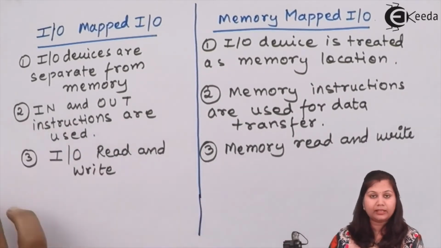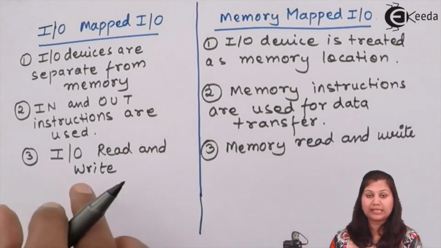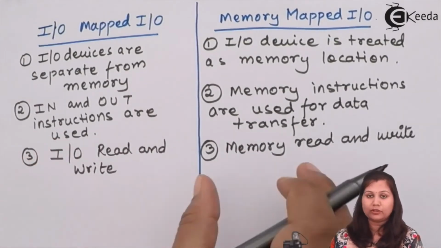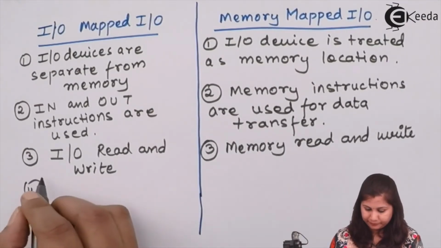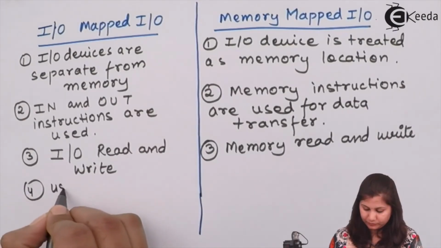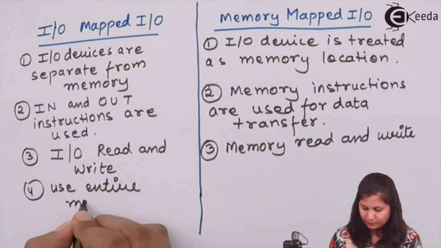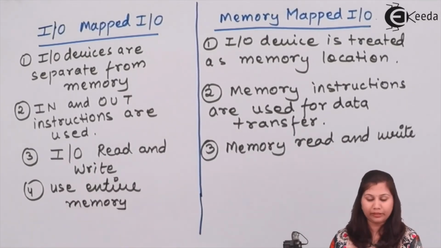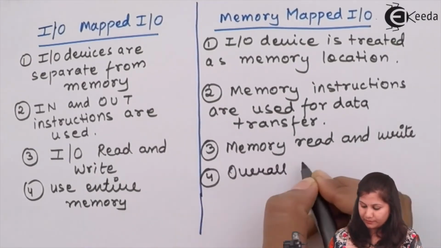Now, because in input output mapped, both the input output devices and memory are isolated from each other, they are placed separately. So the overall memory size available is very large, and the complete memory is available, so the entire memory can be used. But here, in memory mapped, the overall memory size is reduced.